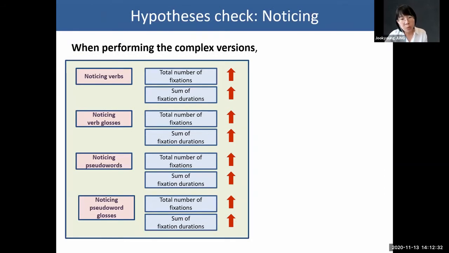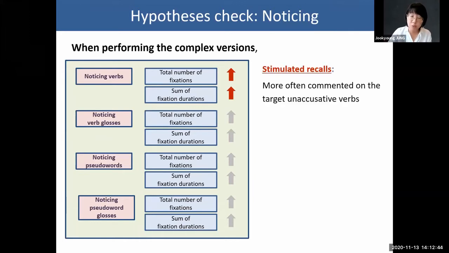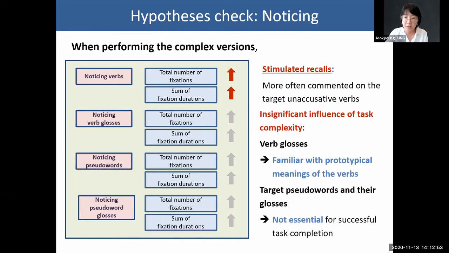And when it comes to noticing, we could see that the manipulation of task complexity had an impact on noticing of the target verbs, but not really on noticing of the glosses or the lexical items, pseudo-words. And indeed, more often we could see the comments on the target unaccusative verbs.